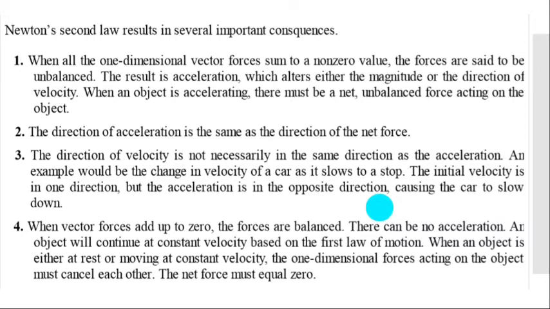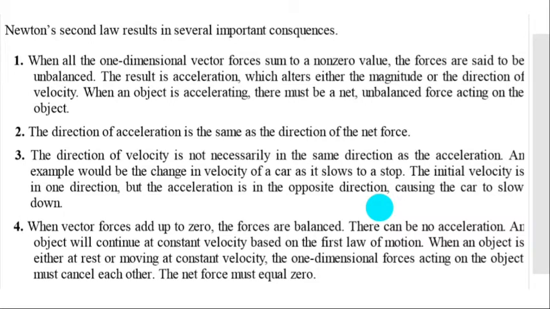When vector forces add up to zero, the forces are balanced. This is the meaning of balanced forces, or equilibrium. When we add the forces, the answer is zero. It means that the forces are equal and opposite in direction. There can be no acceleration. An object will continue at constant velocity based on the first law of motion. So, when the object is either at rest or moving at constant velocity, the one-dimensional forces acting on the object must cancel each other. The net force must equal zero.